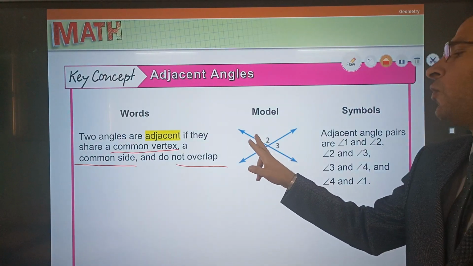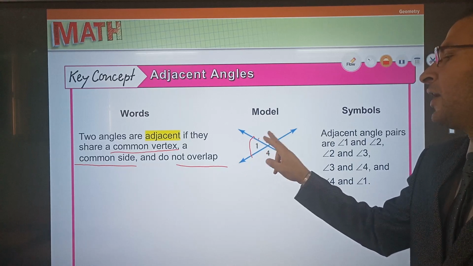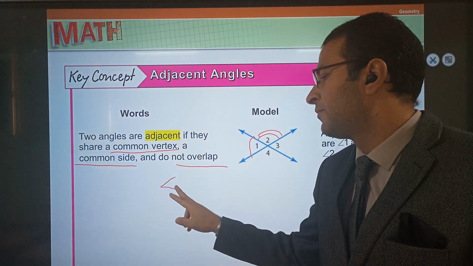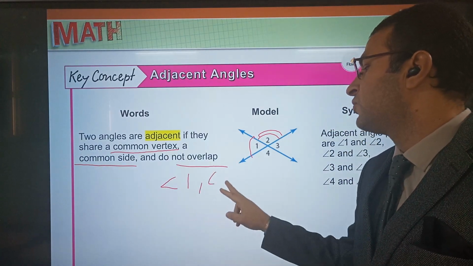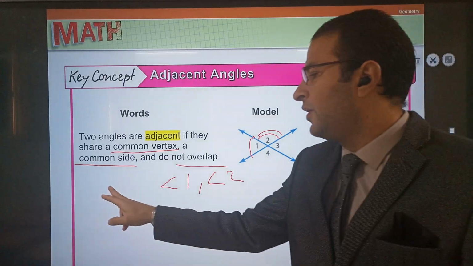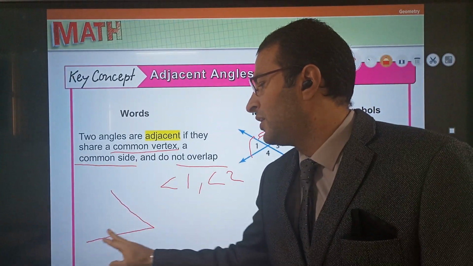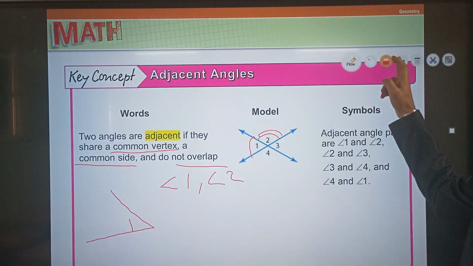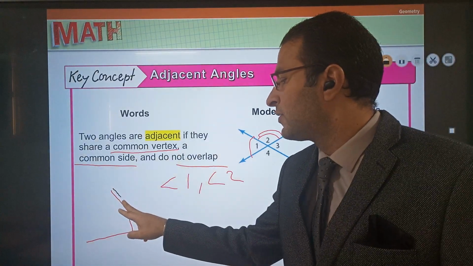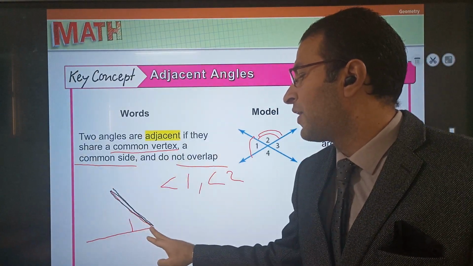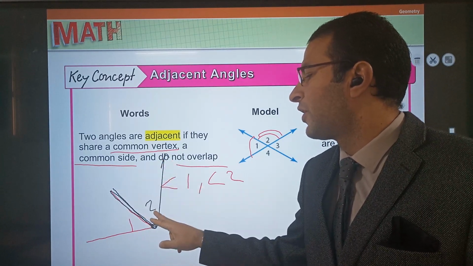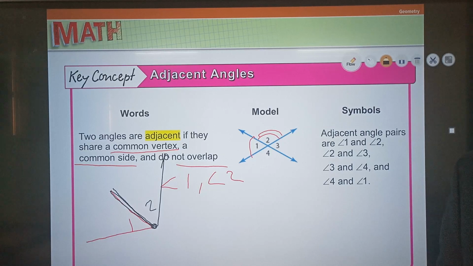Here we can call the pair of angle 1 and angle 2 adjacent angles. Why, my friend? Look at me. This is angle 1, and angle 2 is this one. They have a common side, a common vertex here, and the two outer arms are in different directions.